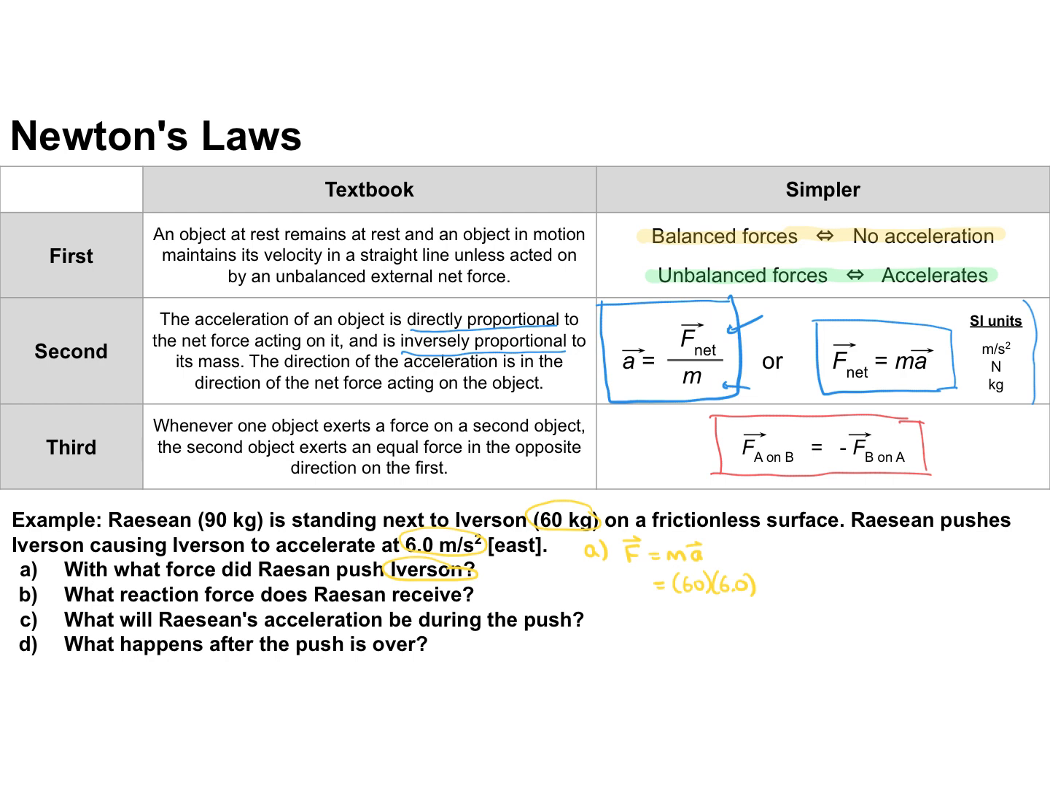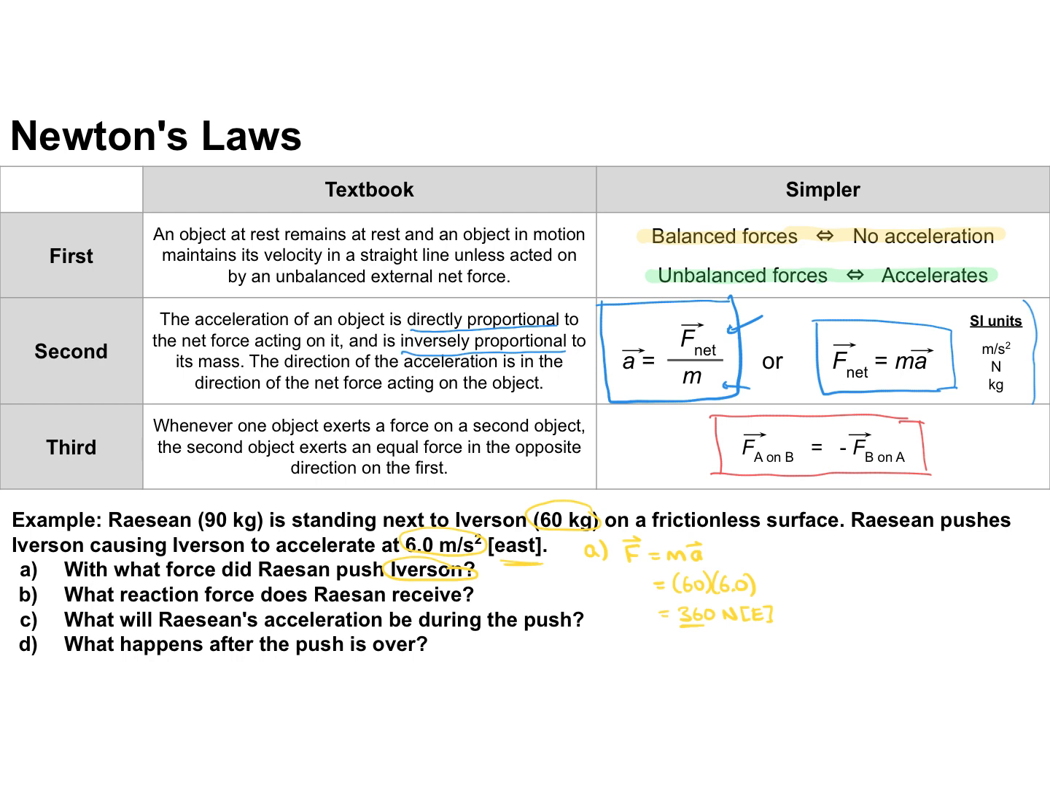So it becomes 60 kilograms times 6.0 meters per second squared. That makes 360. This should be two significant digits, so I'll just underline the first two digits. The units of force are newtons, and the direction here is east, according to what the question says. So that is the force that Rayshawn pushes Iverson with, 360 newtons.